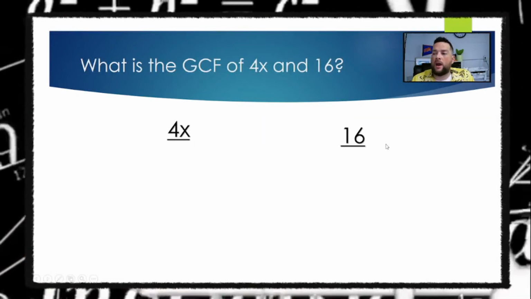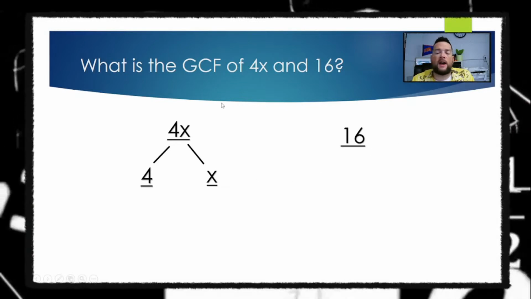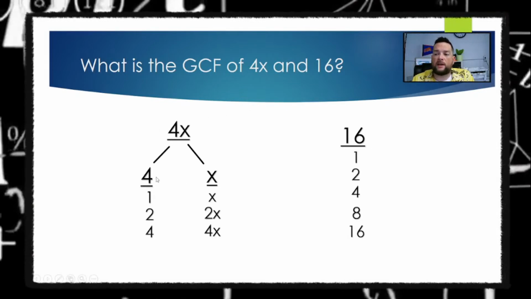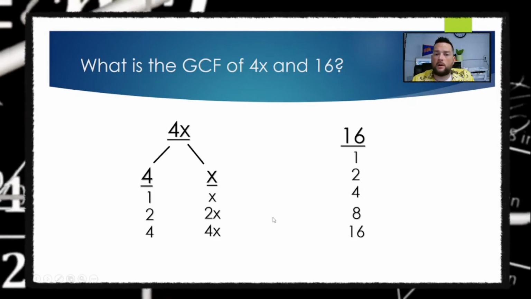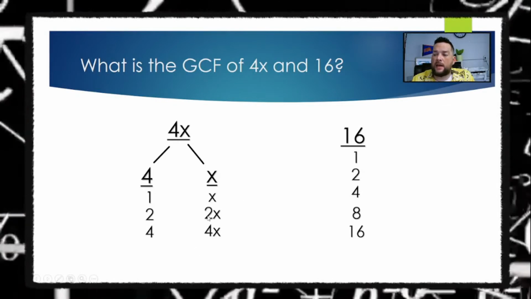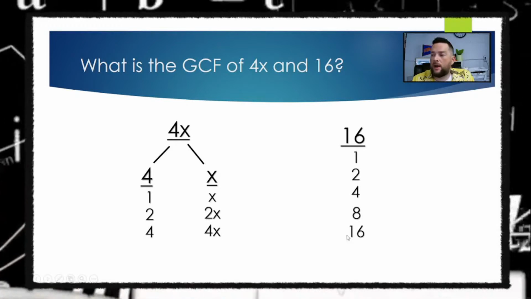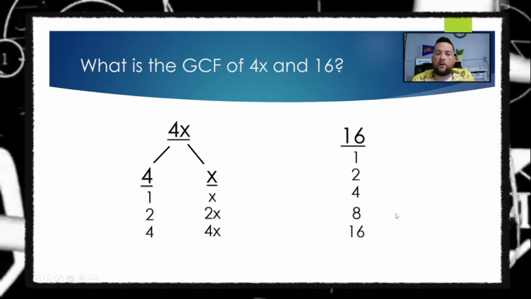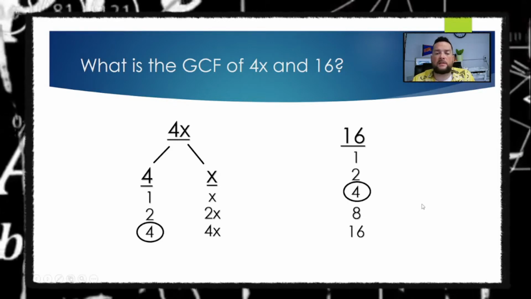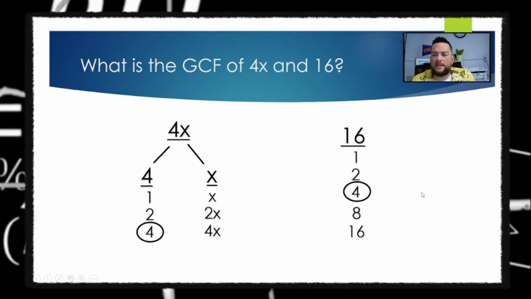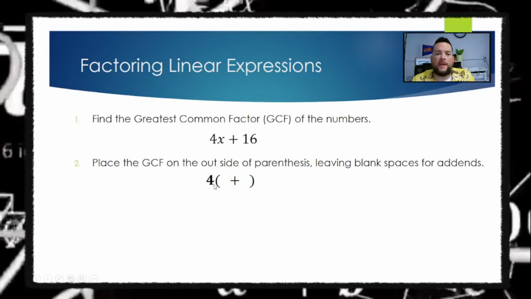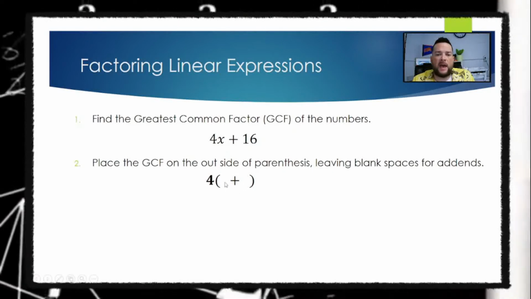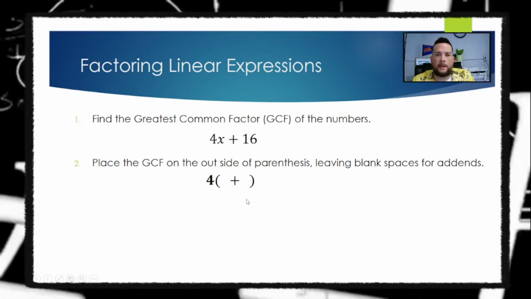So we've got 4x and 16. We're going to find their factors. For 4x, we split off the 4 from the x. We find the factors of 4, which are 1, 2, and 4. Then we include that with the x's: x, 2x, and 4x. And then the factors of 16 are 1, 2, 4, 8, and 16. The greatest number that appears in both lists is 4. So we're going to put that 4 on the outside of parentheses, leaving blank spaces for the add-ins on the inside and a plus sign.